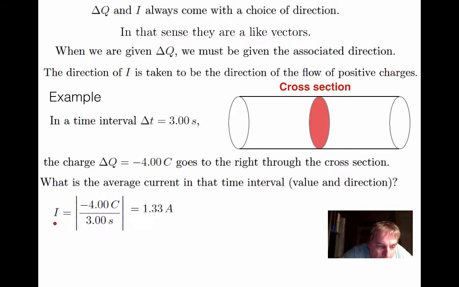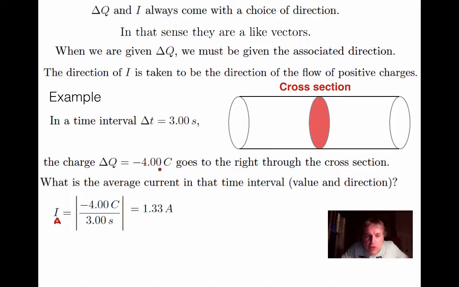I forgot to write here that this is the average current, so it should say I average. That's the average current through this cross section of the wire. That's just the value. Now we have to figure out the direction. So what's the direction of the current?